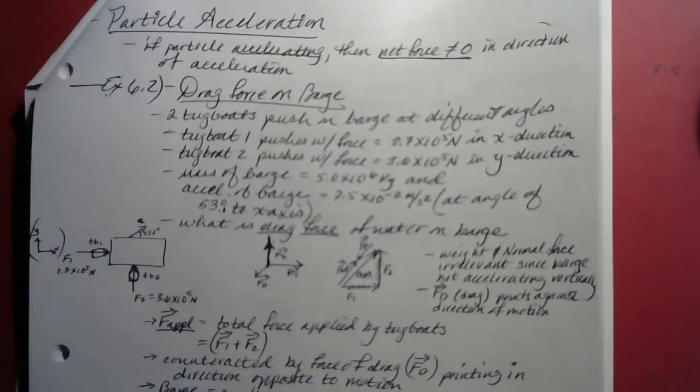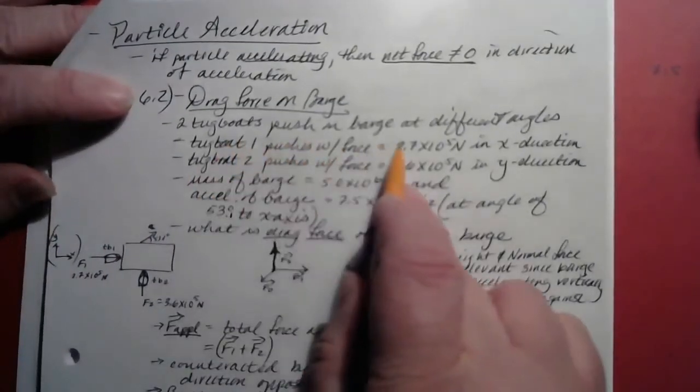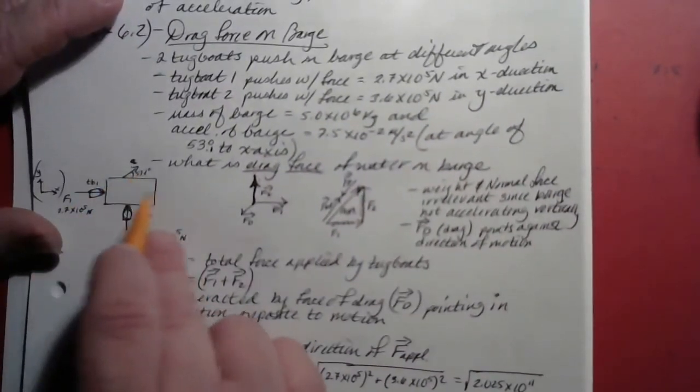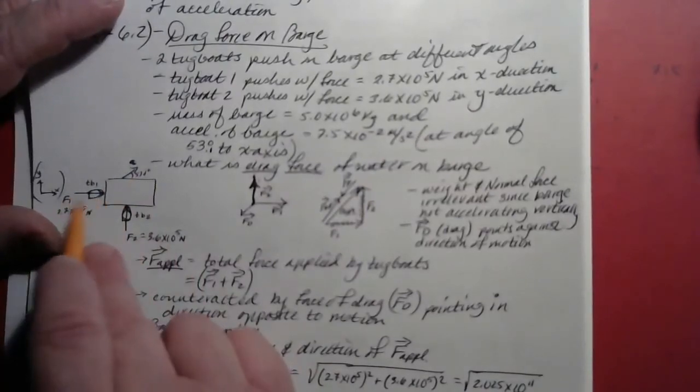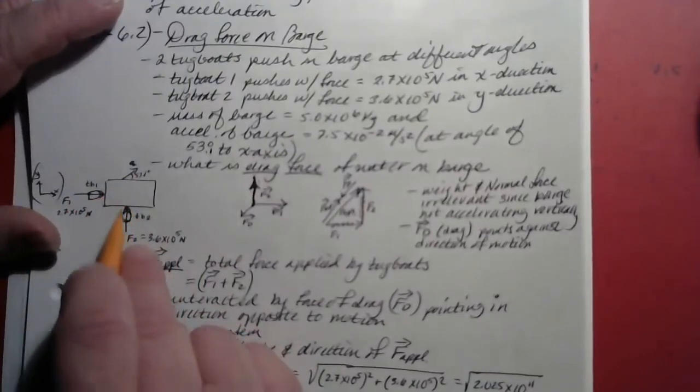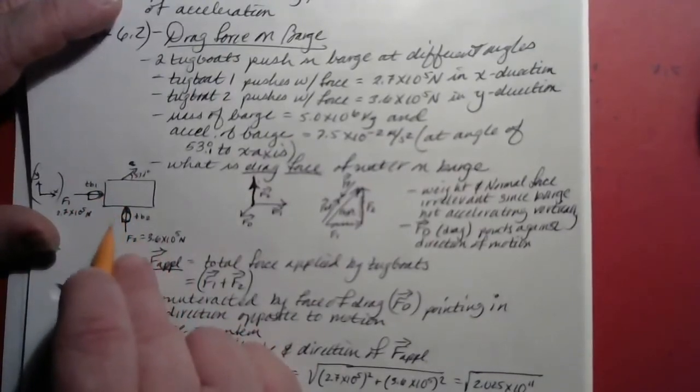It's a force that opposes motion. And so it's a force whose direction will be directly opposite the direction of motion, or the direction of potential motion. In this case, we have two tugboats pushing on a barge at different angles. And I drew a little sketch here. The big rectangle is the barge. And you've got one tugboat pushing directly in the X direction. And you've got another tugboat pushing perpendicularly to it.